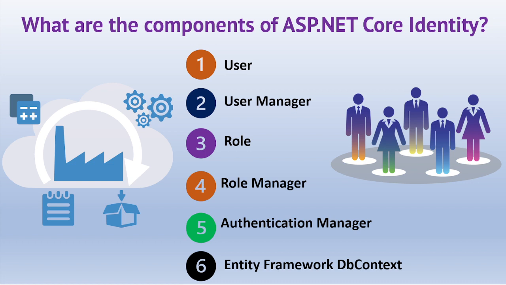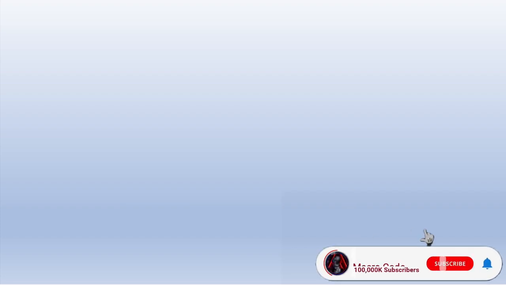By default, all the tables are created in a specific database. But developers can customize the database configuration settings and store the database information in a database. To do so, we create a DB context class that derives from the identity DB context class and store the database information as per our needs. So these are some of the components of ASP.NET Core Identity.